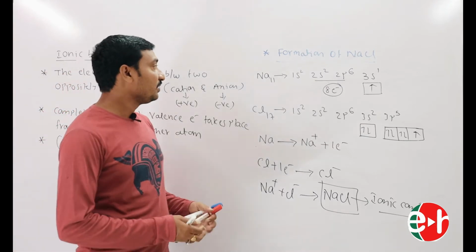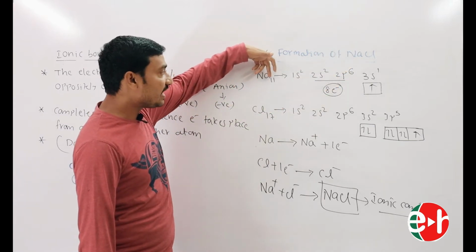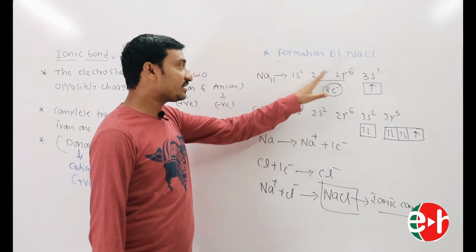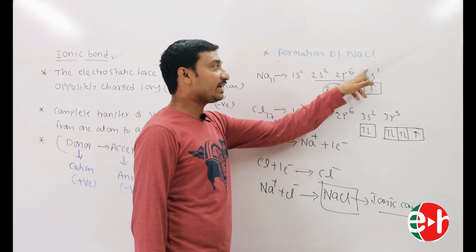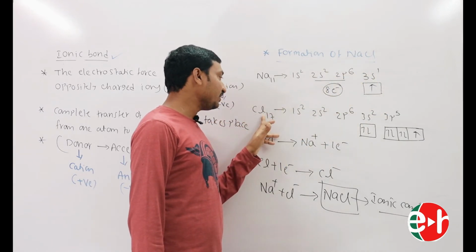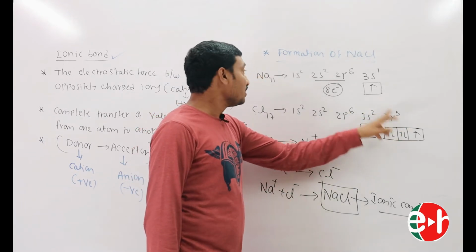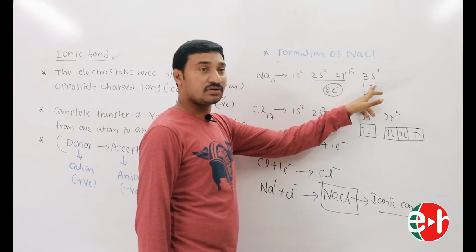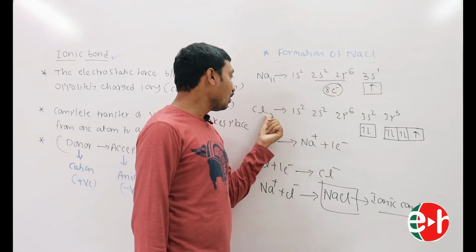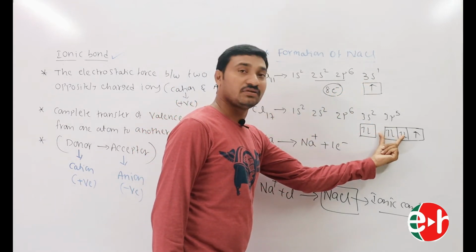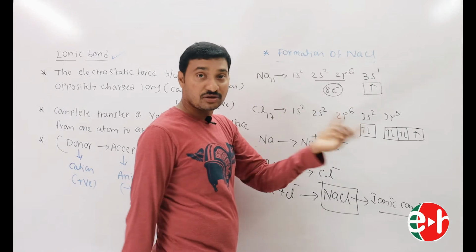See what happened in the formation of ionic NaCl. Sodium atom has atomic number 11, and in the valency shell 1 electron is there. In the chlorine atomic number 17, in the valency shell 7 electrons are present. Sodium has 1 more electron than octet configuration. Chlorine requires 1 more electron to get octet. Already 7 electrons are present, so it needs 1 more electron to get octet configuration.